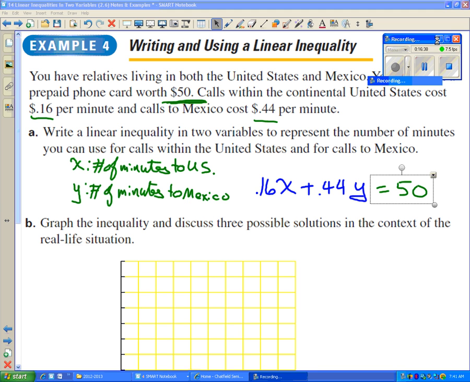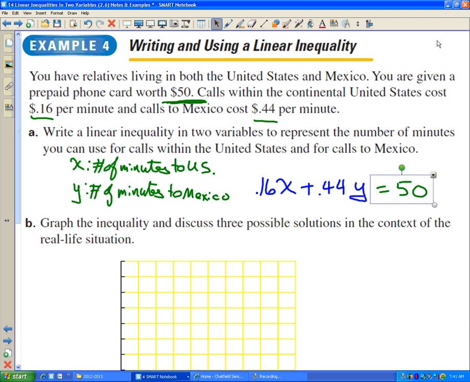Needed to get a calculator. Sorry about that. Okay, so now I want to graph. First it said write a linear inequality. Well, first of all, do I have to spend all $50? Could I spend more? Well, no, that's all I have. But could I spend less? Yes. So not only is this equal to, but it's less than or equal to my $50.